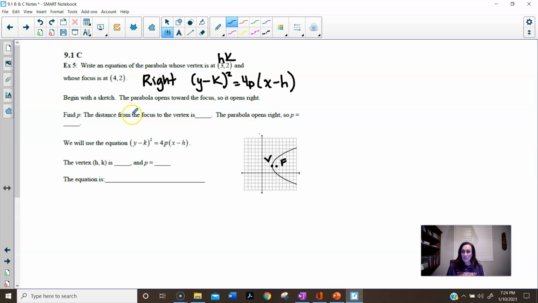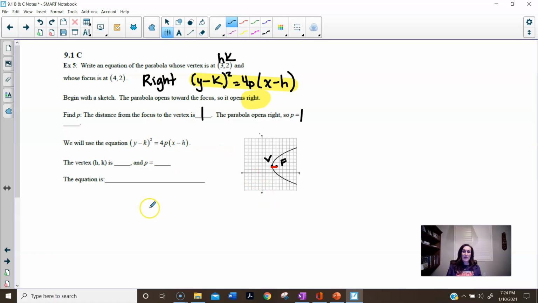Okay, so we're going to begin by sketching the graph. And when you sketch the graph, you can see that this graph has to open to the right. That's your only choice, and that's why I selected that equation. Once you do that, it is really easy. All you have to do is figure out what p is, and then you can write the equation. Well, remember, p is the distance from the vertex to the focus. So the distance from the vertex to the focus is 1. And since the parabola opens right, that p is going to be positive 1.